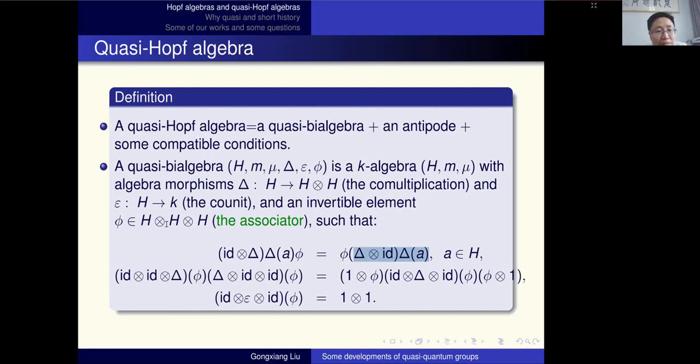But for this phi, we have an additional requirement. We must ask that it satisfies a pentagon relation. The last relation is a normalized relation. Maybe it's not so crucial.